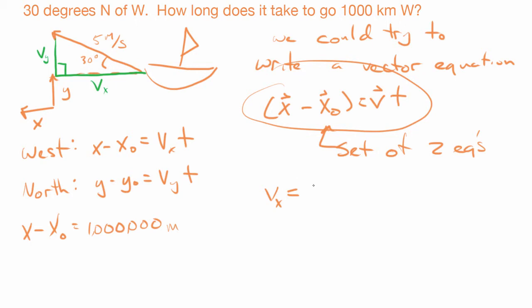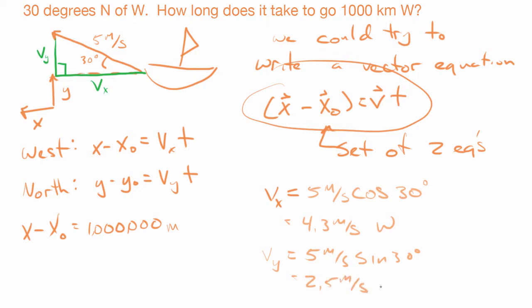So Vx then, I can solve for that given that my velocity is 5 meters per second. Vx is adjacent to the angle 30, so I'm going to use cosine of 30 degrees. You can solve for that, and you should get 4.3 meters per second west. I can solve for the y direction using the exact same technique, 5 meters per second. Instead of cosine, I use sine. And you'll find that the speed in the y direction is 2.5 meters per second.